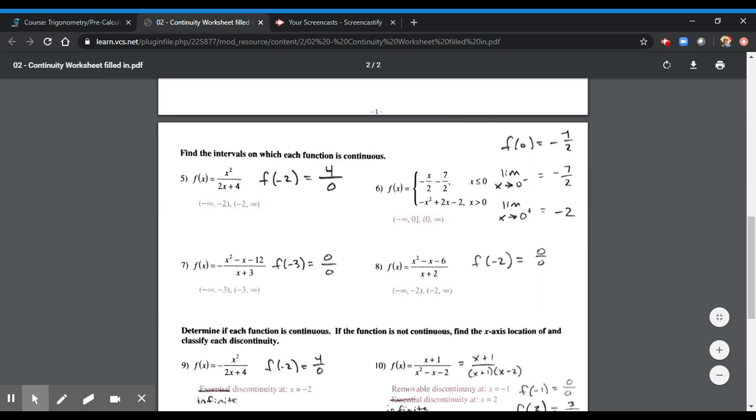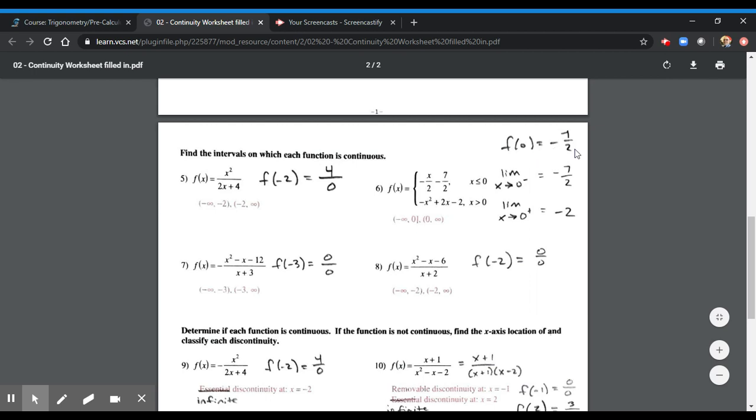Let's take a look at this piecewise function. f of x equals negative x over 2 minus 7 halves if x is less than or equal to 0. If x is greater than 0, then negative x squared plus 2x minus 2. Well, let's take a look at what happens right at 0, at the transition.